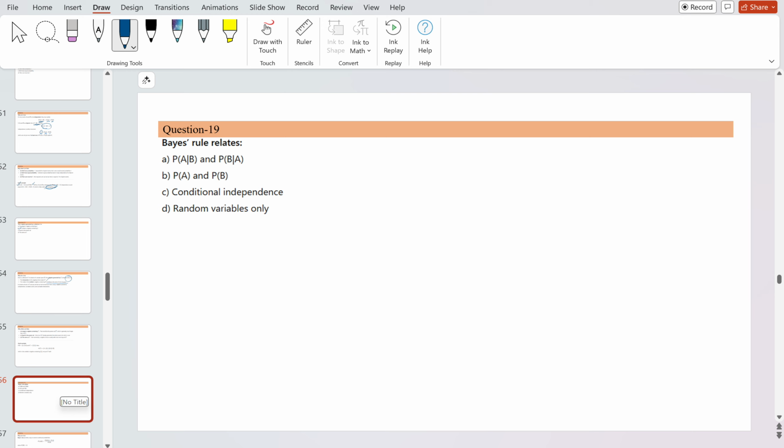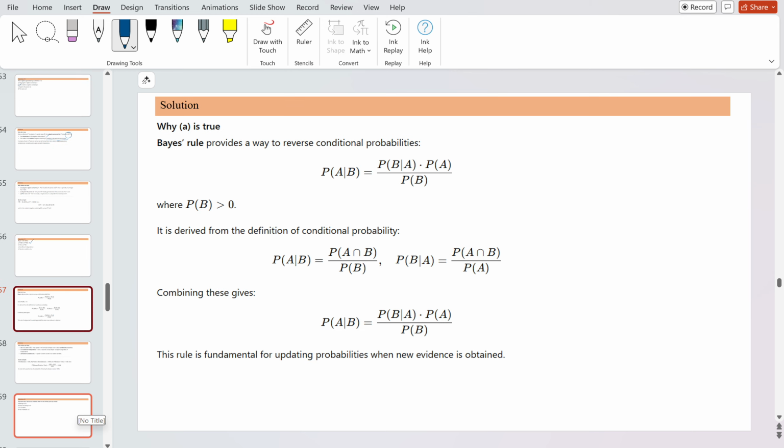In this problem, the Bayes theorem relates to option A, because you already know the probability of A given that B has already occurred, that is P(B|A) multiplied by P(A) divided by P(B), where P(B) is greater than 0. Similarly it follows for B given that A has already occurred.